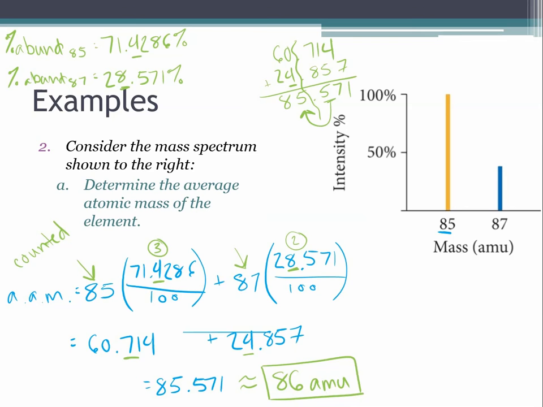All right, so it's not that different from average atomic mass. It's just one step more at the beginning to normalize, and then it's a lot of weird sig fig business. But the math itself is mostly just algebra.